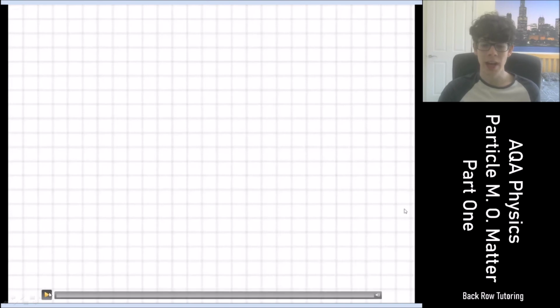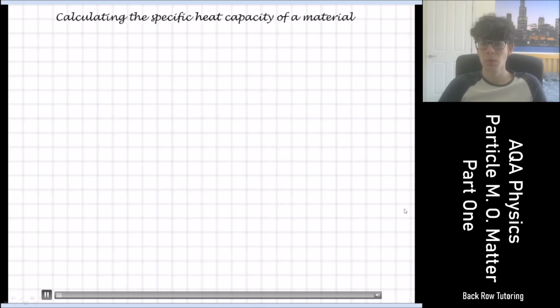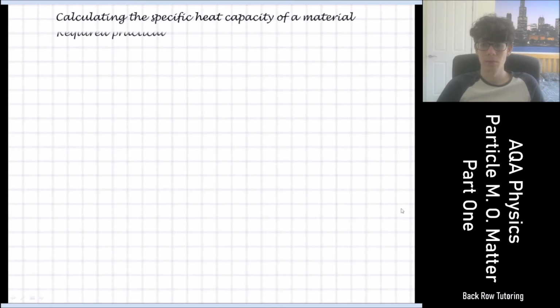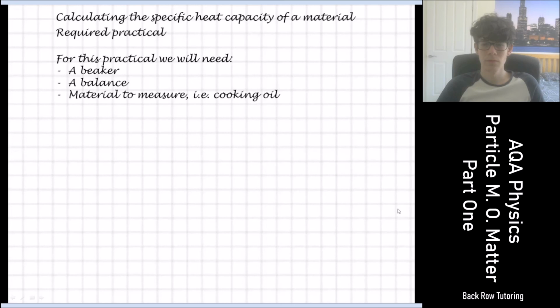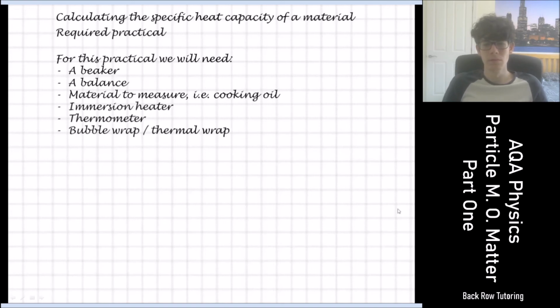We're going to watch a little video now about the specific heat capacity of a material and how to measure it. Hello there. We're going to be calculating the specific heat capacity of a material, and this is one of the required practicals. So for this required practical, you will need a beaker, a balance, a material to measure the specific heat capacity of, and in this example we'll be using cooking oil, an immersion heater, thermometer, bubble wrap or thermal wrap, joule meter, power pack, and a lid for the beaker.